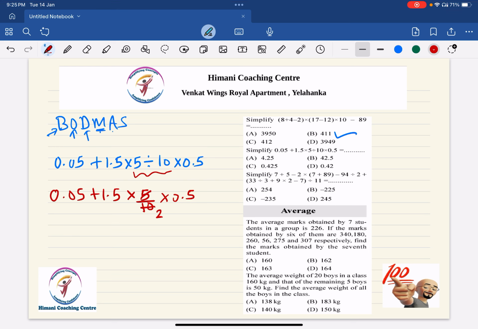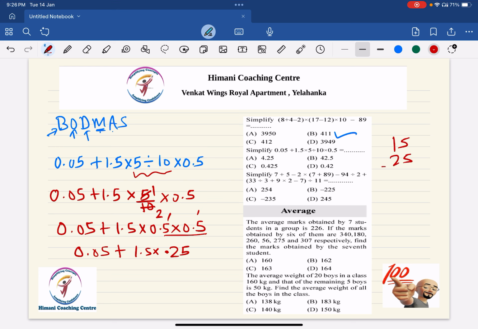Now 5 divided by 10 is 1 by 2. Okay. 1 by 2 is, if you divide 1 by 2, you get 0.5. So we can write 0.05 plus 1.5 into 0.5 into 0.5. Okay. Now students, 0.5 into 0.5 if I have to do, 5 into 5 is 25. There are two digits after decimal, so it becomes 0.25, which is getting multiplied with 1.5, and we still have 0.05.